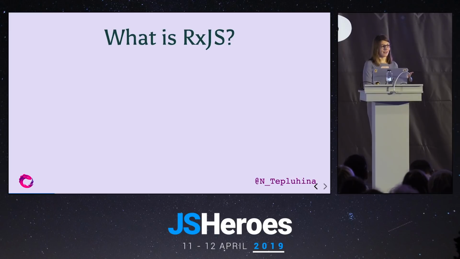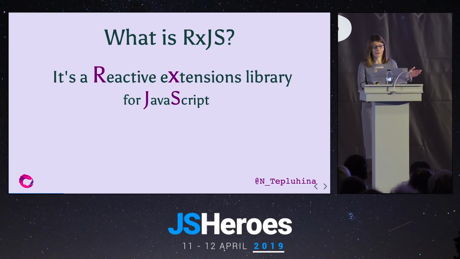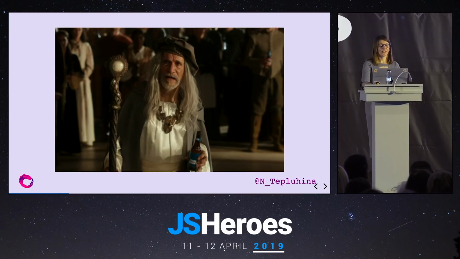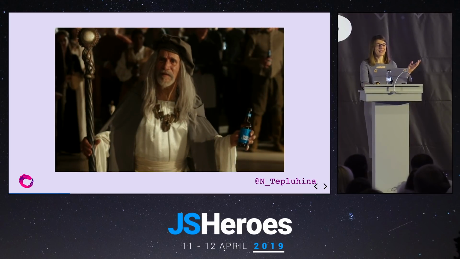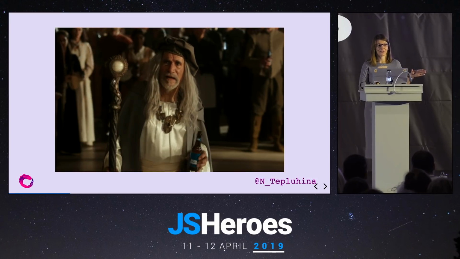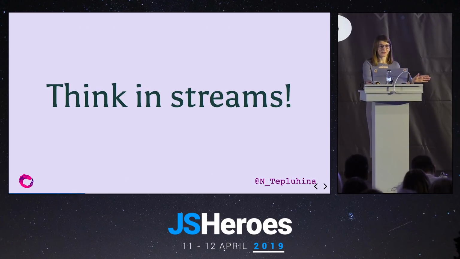So what is RxJS? It's easy to see that RxJS is an abbreviation, meaning Reactive Extensions Library for JavaScript. JavaScript part is clear, I hope. We're at a JavaScript conference. So what is reactive extensions? Let's look at the official documentation of ReactiveX, and it's stated that ReactiveX is an API for asynchronous programming with observable streams. Wait, what? What does it mean? Let's try to destructure this spell and start with streams, because understanding ReactiveX is thinking in streams.